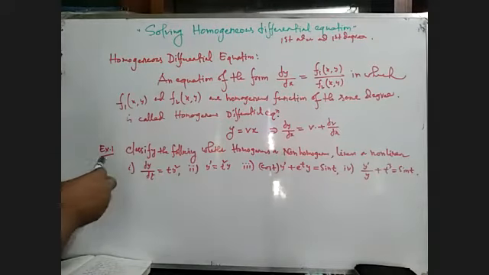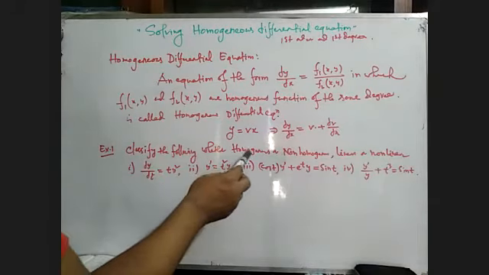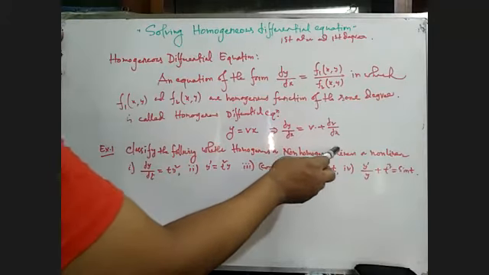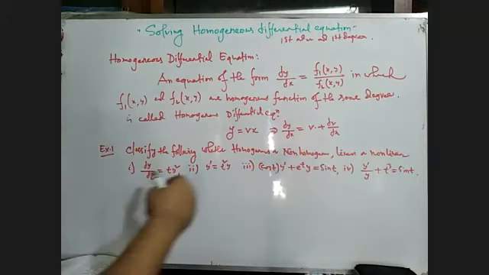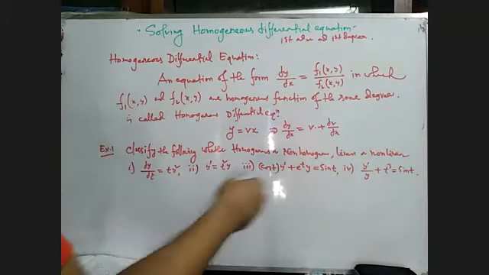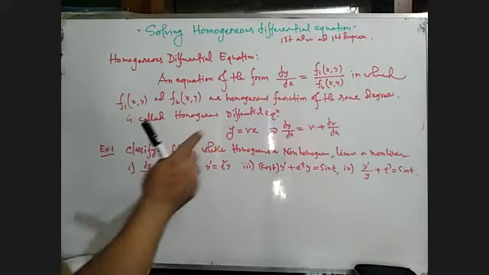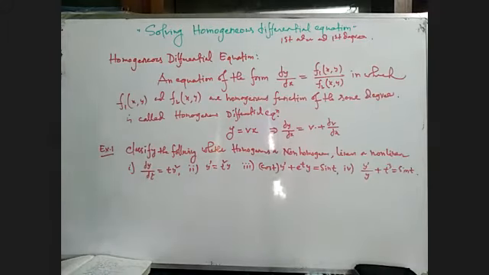Example 1: classify the following whether homogeneous or non-homogeneous, or linear or non-linear. We have to classify these 4 differential equations. These 4 are first order and first degree differential equations. Which will be homogeneous or non-homogeneous, and which will be linear or non-linear, we have to classify them.